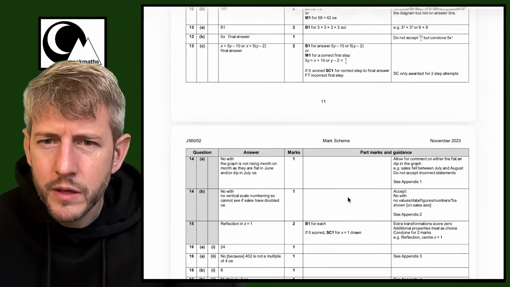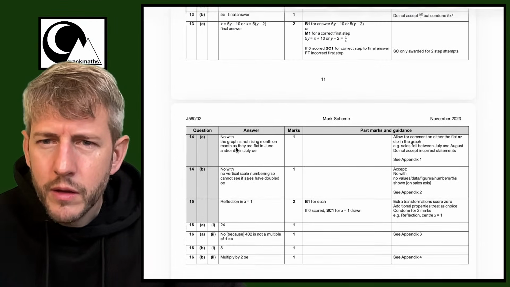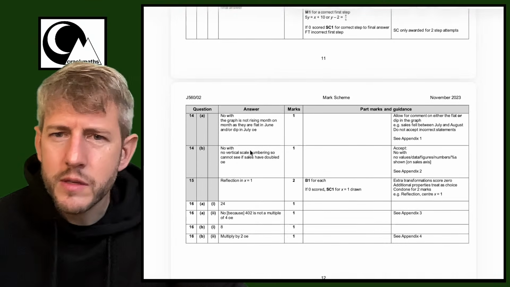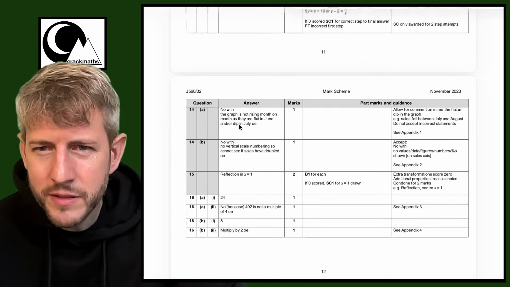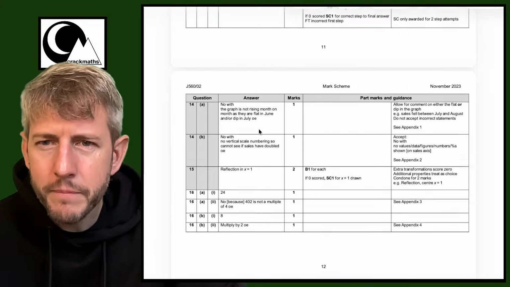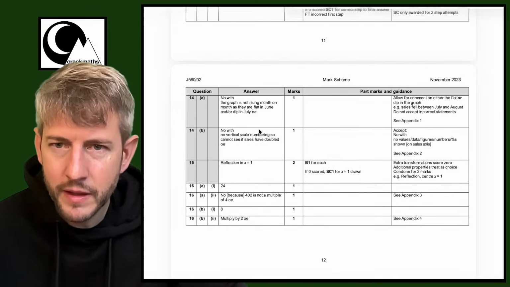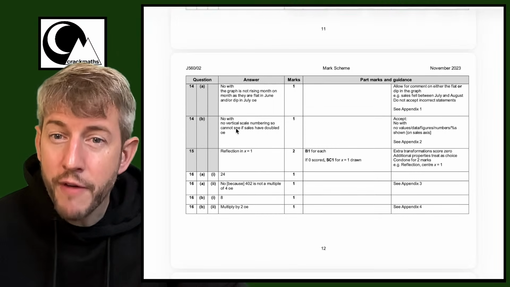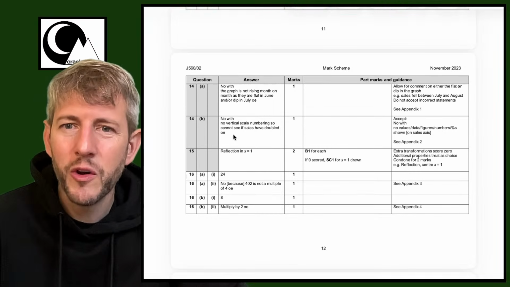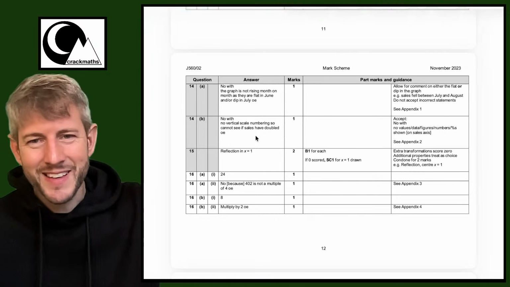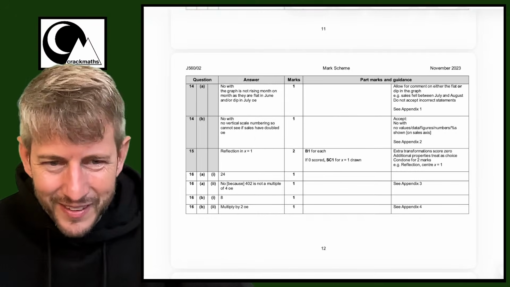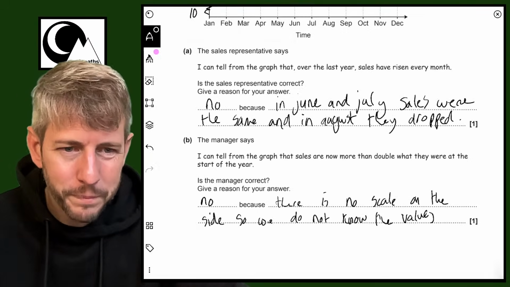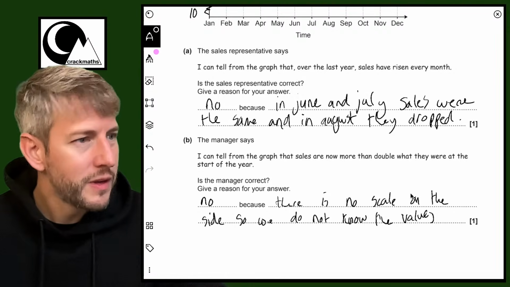Part 1 is correct. They've said no. Part B is correct. They've said no vertical scale numbering, so cannot see if the sales have doubled. Yes, excellent. We went with the right answer. Okay, wonderful.